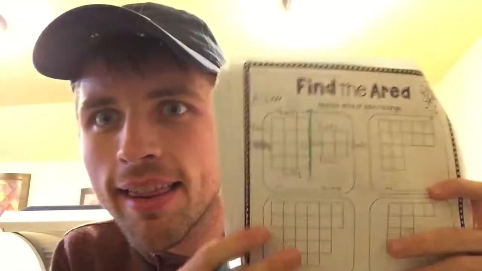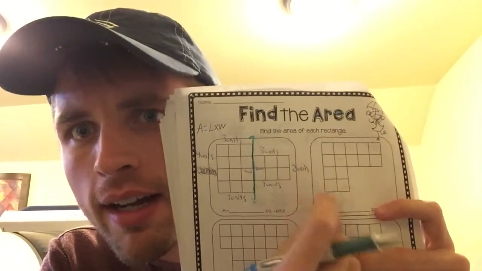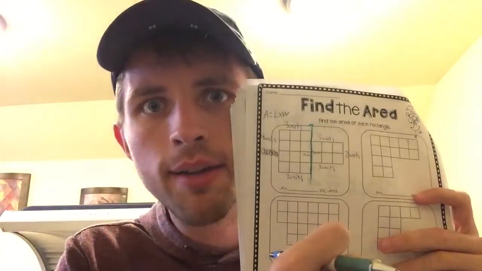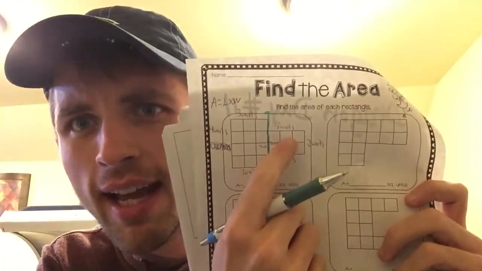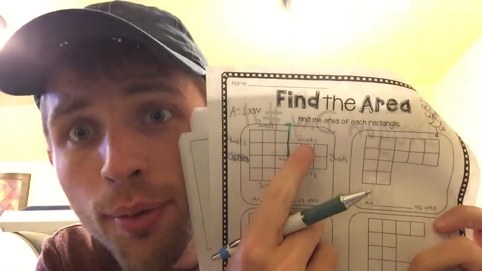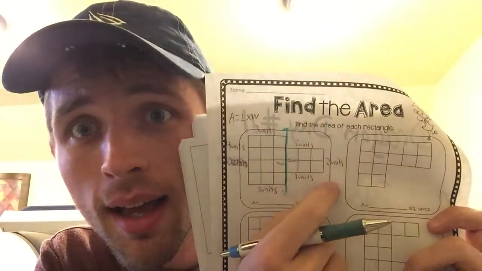I can move on to the next step, right? What is the next step? Find the what? Find the area. Good. And remember, area equals length times width. So, what is the length of this shape over here? 2 units, right? What is the width of this shape? 3 units.